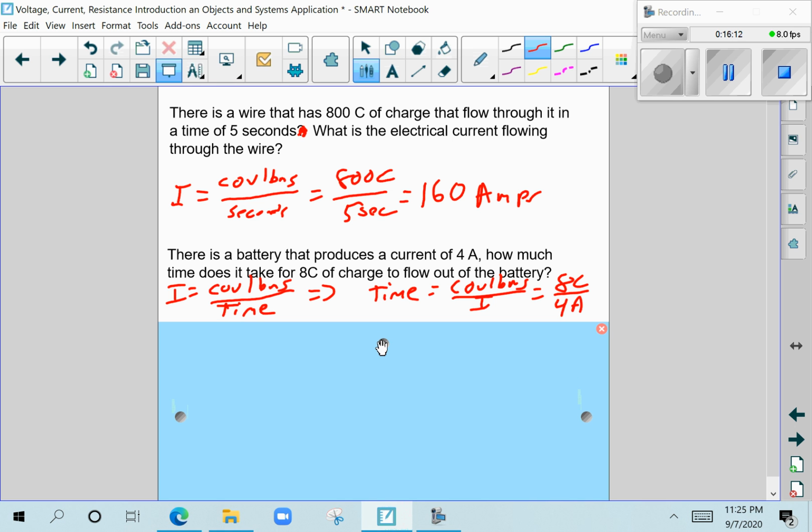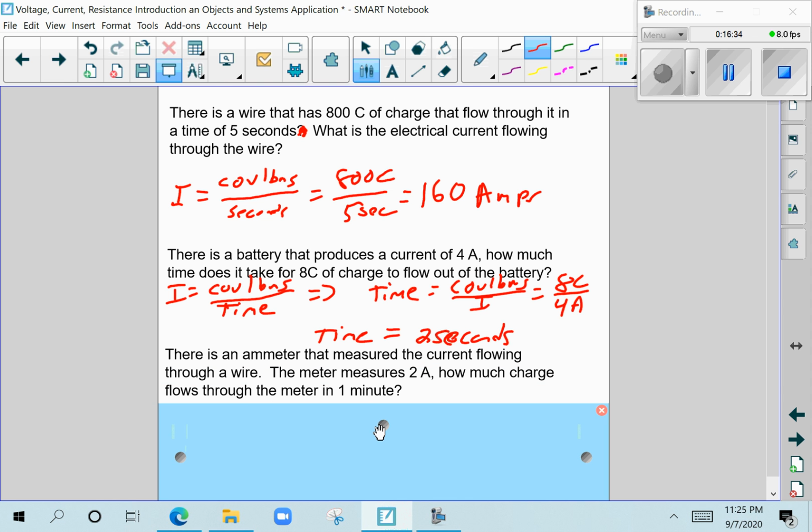So we know current, again, is going to be the number of coulombs per second, or charge over time. So my time would be my coulombs, or charge, over my current. So 8 coulombs over 4 amps is 2 seconds. Because remember, an amp is a coulomb per second.